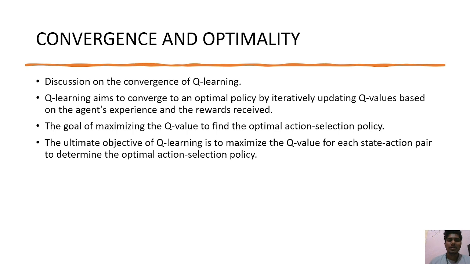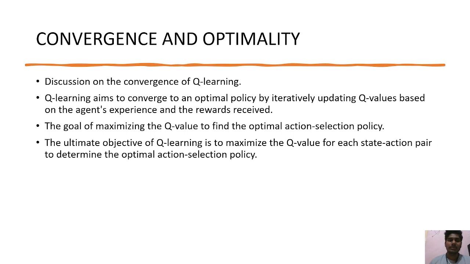Discussion on the convergence of Q learning. Q learning aims to converge to an optimal policy by iteratively updating Q values based on agent experience and reward. The goal is maximizing the Q value to find the optimal action selection policy. The ultimate objective of Q learning is to maximize the Q value for each state-action pair to determine the optimal action selection policy.